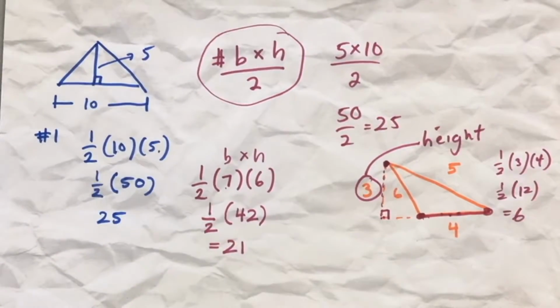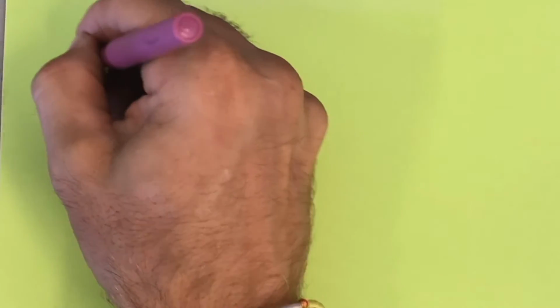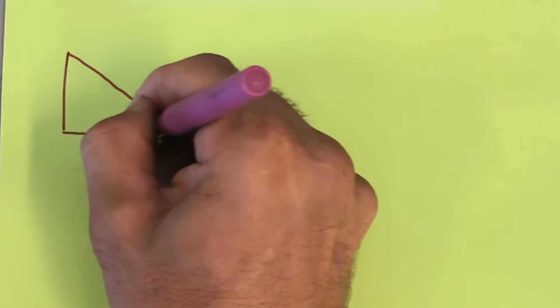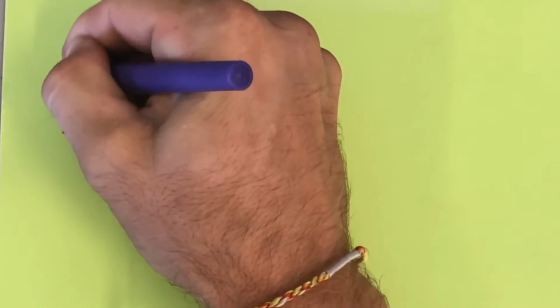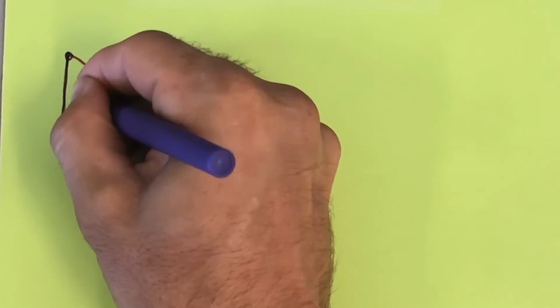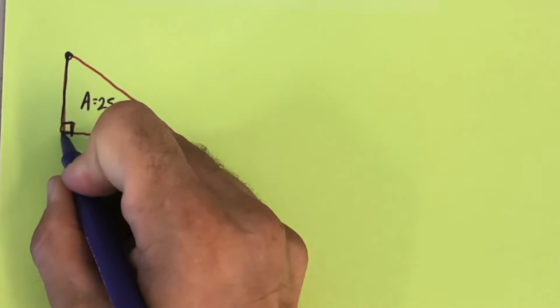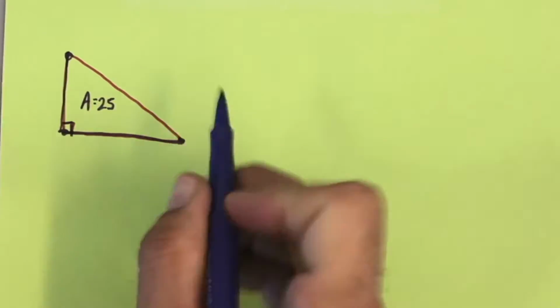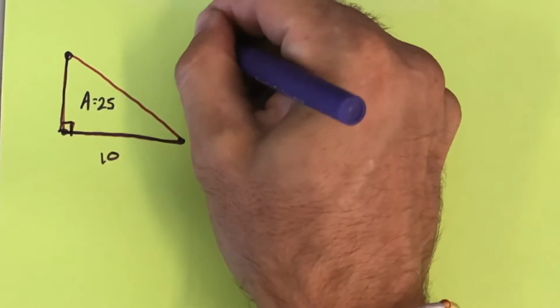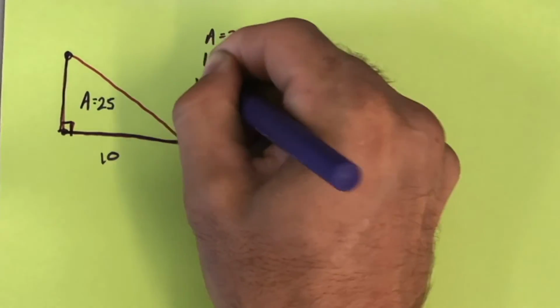Now, a question they often give is a triangle where one of the sides is the height. So remember, this line is connected from the vertex to the base, so it could be used as a height. But let's say they tell me my area is 25 and my base here is 10. And they're asking, so area is 25, base is 10, what is the height?